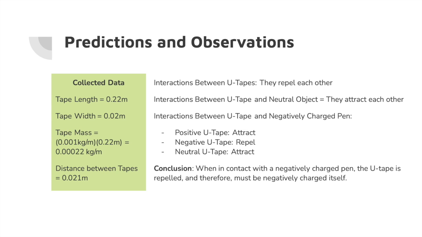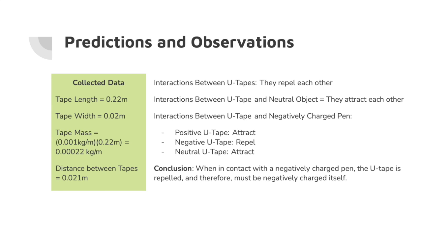Now we're going to move into the actual data collected during this lab. The length of the tape was 0.22 meters long, with a width of 0.02 meters. Using the assumption that the tape is 1 gram per meter, we can find the mass of the tape by multiplying 0.001 kilograms by the length, giving us a mass of 0.00022 kilograms. Additionally, we calculated that the distance between the two tapes was 0.021 meters.